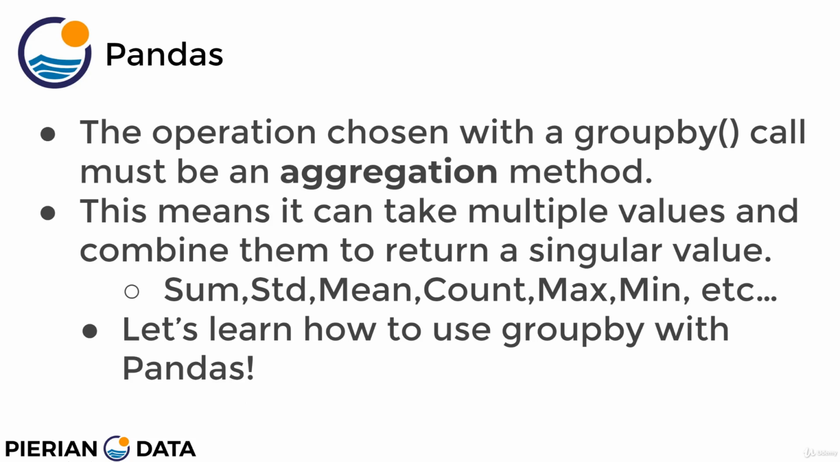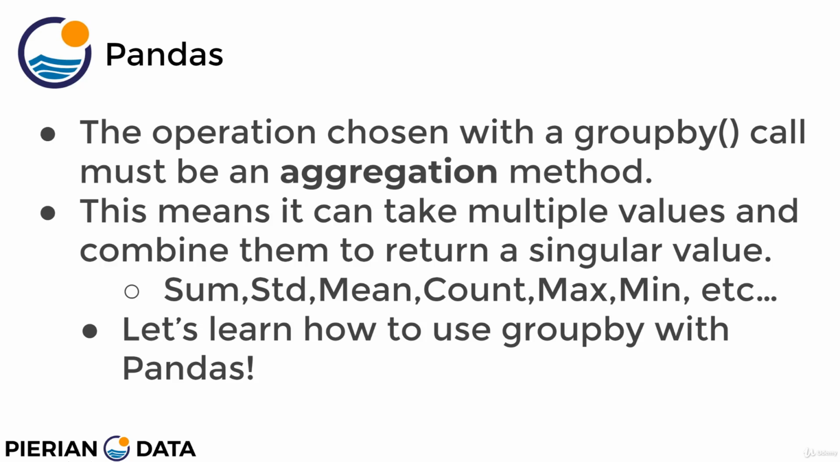So keep in mind, we can choose any sort of aggregation function. The operation chosen within the GroupBy call has to be an aggregation method. So what does an aggregation method actually mean? Well, it means that we can take in multiple values and combine them to return a singular value. For example, taking the sum of an array or a sum of many values returns back a single value. Same with a standard deviation or a mean, or just counting how many values there are. You can take in as many values as you want, you count them up, and you return back one single count. Things such as finding the max or min are also aggregation functions, since they take in many values and return back a single result.